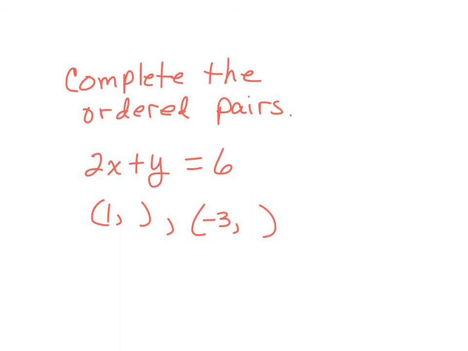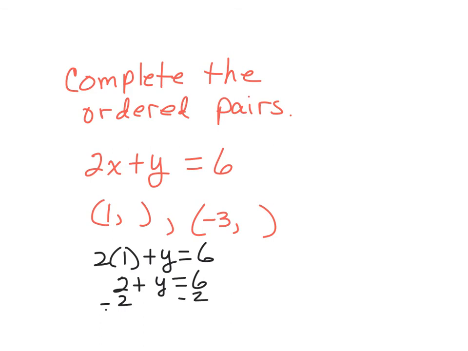Okay. So to figure the first one, we put 1 in for x. So I'd have 2 times 1 plus y is equal to 6, or 2 plus y is equal to 6. Subtract 2. And y would be equal to 4. So to complete this ordered pair, we would need the y to be 4. And then we're just going to repeat that for the other one.